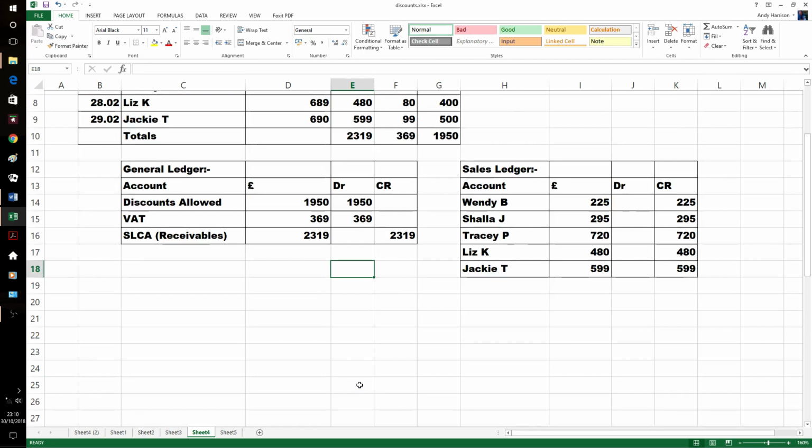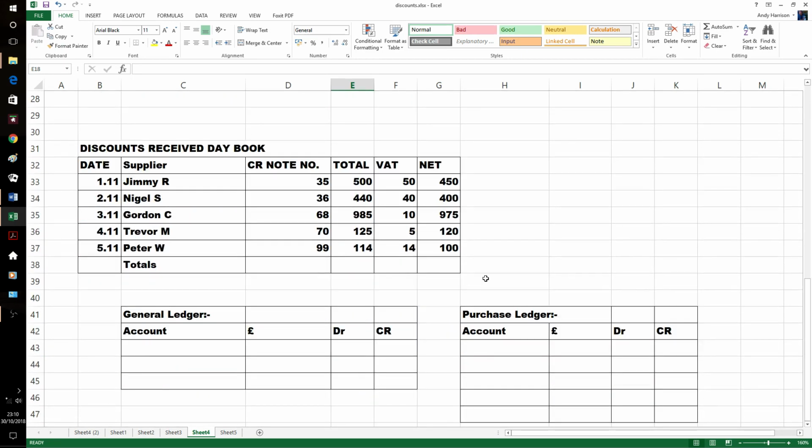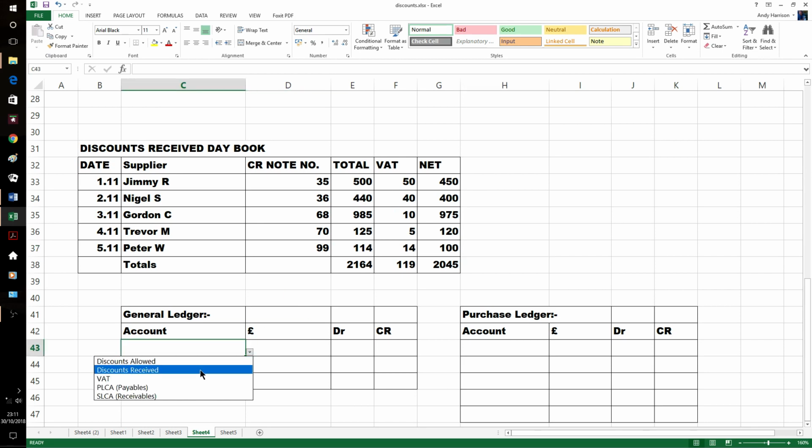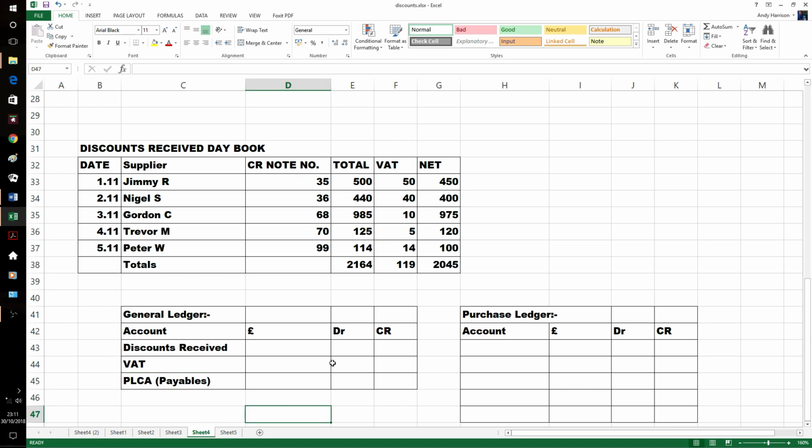And the alternative is a discount received. So this is where we pay somebody quickly and therefore it's a winning situation, which is why I've used the names of a very famous winning team. So again, I've totaled it up because it's the totals we'll post. So discounts received, still be VAT, and now it will be the payables because this is being received from our suppliers, and it's going to reduce the amount that we owe our suppliers.